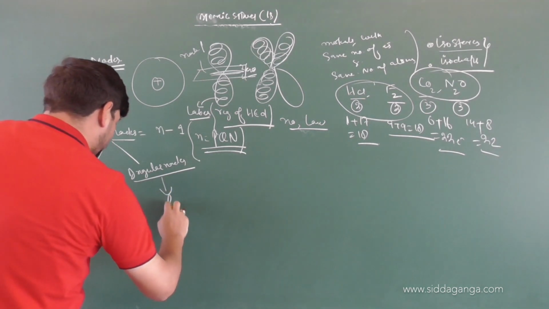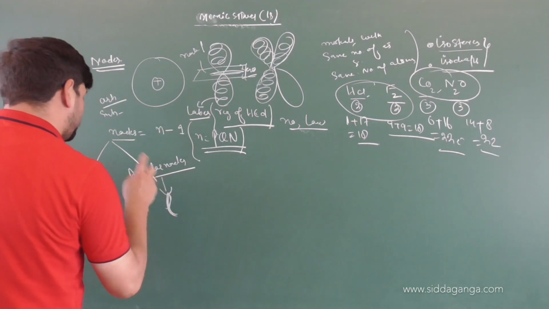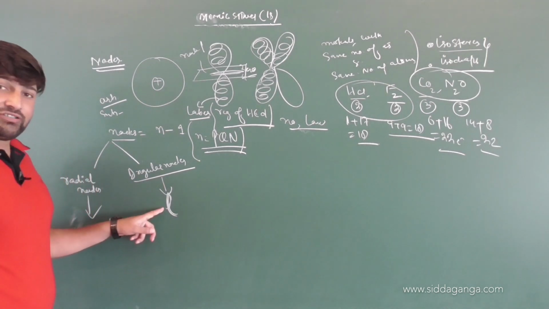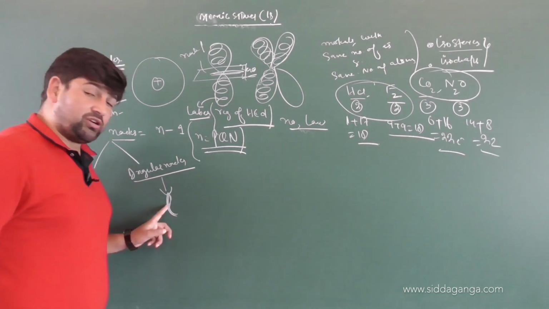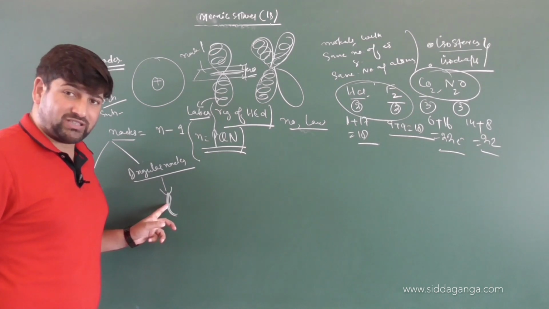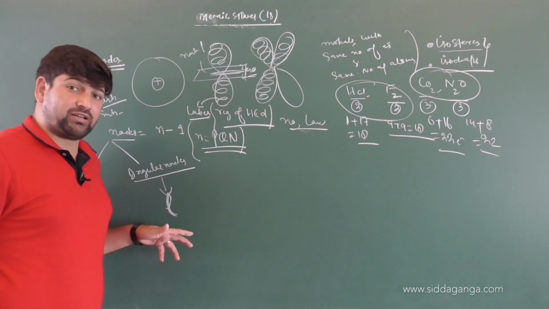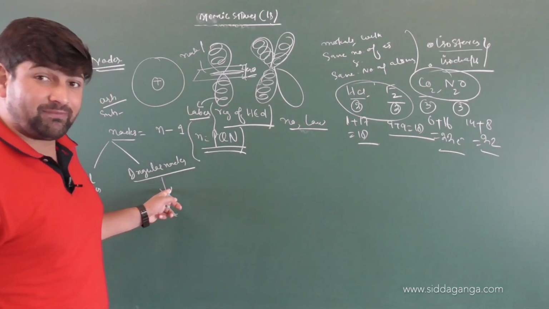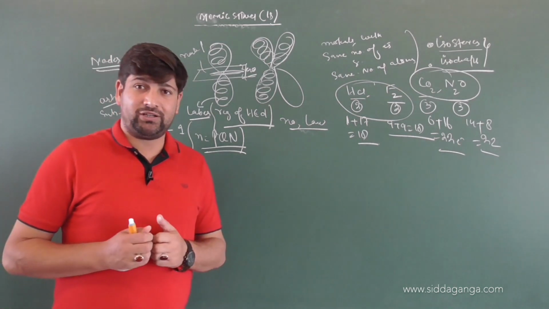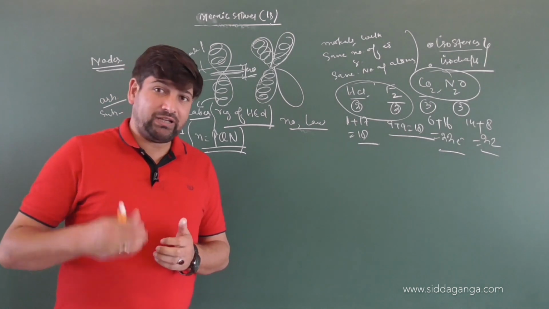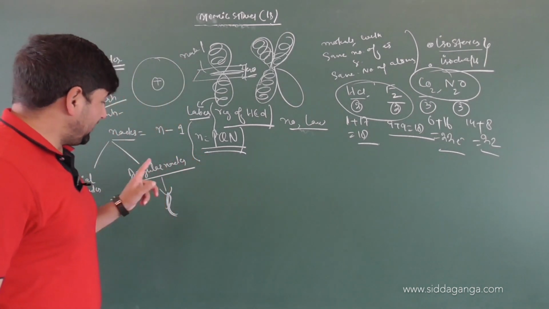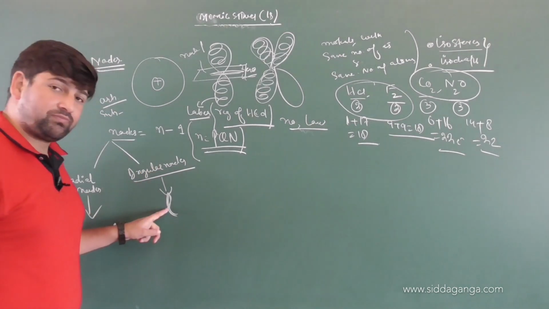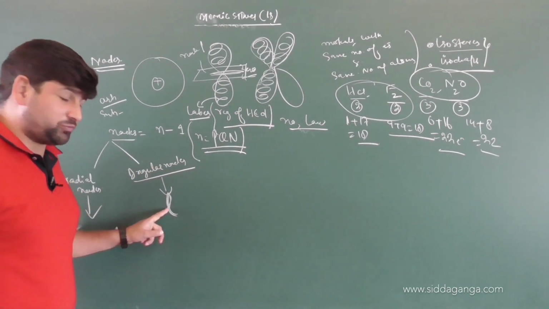Angular nodes are determined by L. The total number of angular nodes depends on L, because L is the azimuthal quantum number, and the azimuthal quantum number gives you the shape of the subshell. The shape of the subshell determines what angle that orbital subtends with the nucleus. Usually s will not have any angle with the nucleus, and p, d and f will. So there is a higher possibility of angular nodes in p, d, f orbitals, and so on.